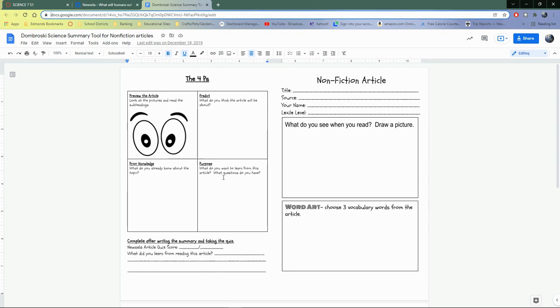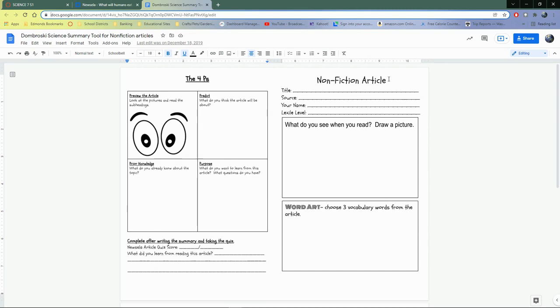Purpose. What do you want to learn from this article? What questions do you have? I'm personally curious about what will they eat. Will they eat stuff from a tube like astronauts do? Will they eat dehydrated stuff from Earth that's not very good? Or will they get to make fresh meals out of stuff that they've grown? All right. So now that we've finished this page, this bottom part is for later.